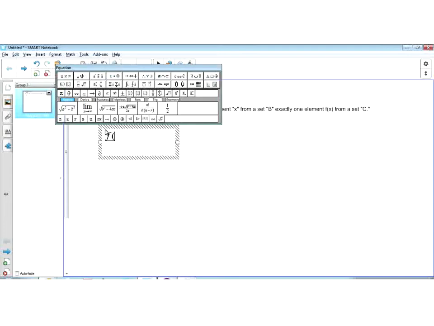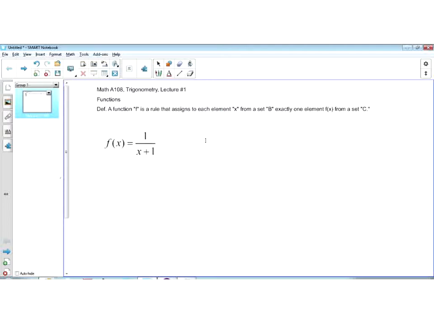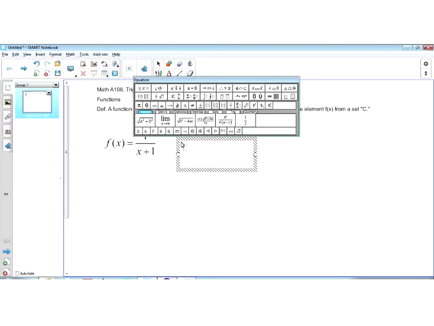consider this. f of x is equal to 1 divided by x plus 1. All right? So this would be an example of a rational function. Now, we're going to be talking quite a bit about rational functions in this class. And so one of the things we are always on the lookout for when dealing with rational functions would be the domains of rational functions. So in this case, we have the domain.